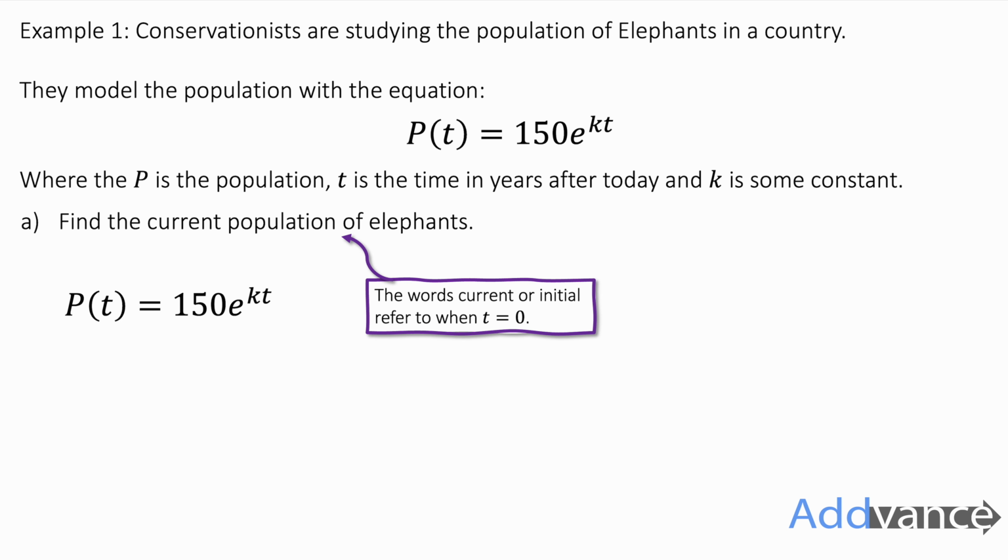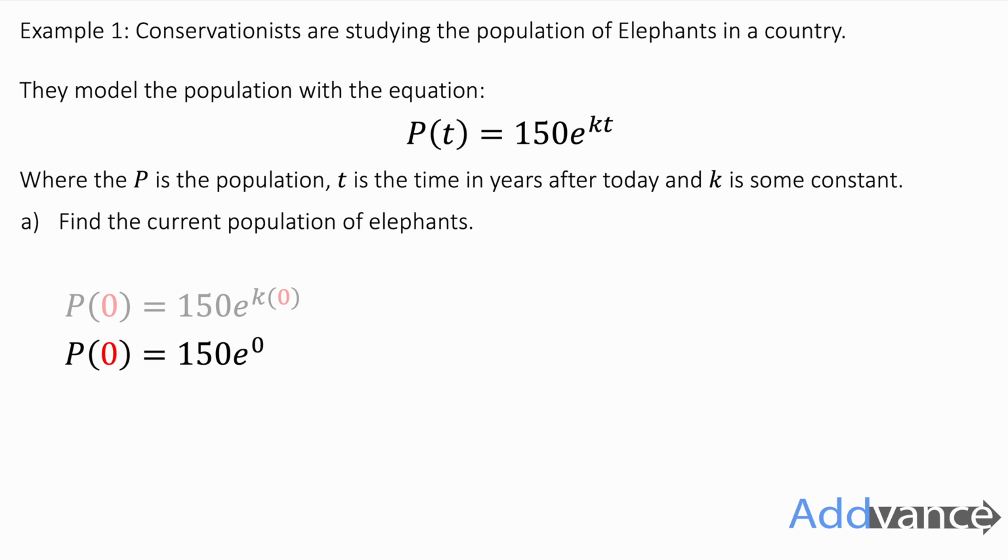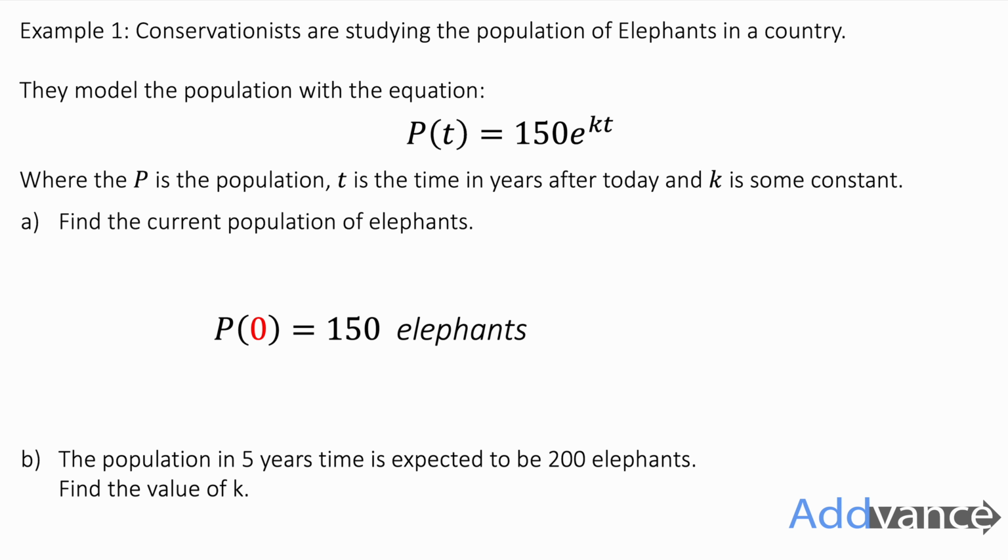So we're going to substitute t equals 0 into this equation, like this. And what we can see is it says e to the power k times 0. And k times 0 is just 0, so that simplifies. And I've got e to the power 0. And anything to the power 0 is just 1. Anything to the power 0 is 1. So this is 150 times 1, because e to the power 0 is 1, which is 150. There are currently 150 elephants. So at the start, the initial population, right now, there are 150 elephants.